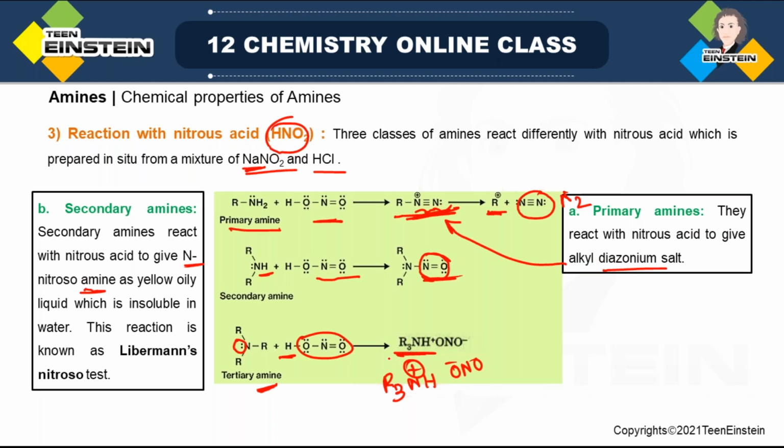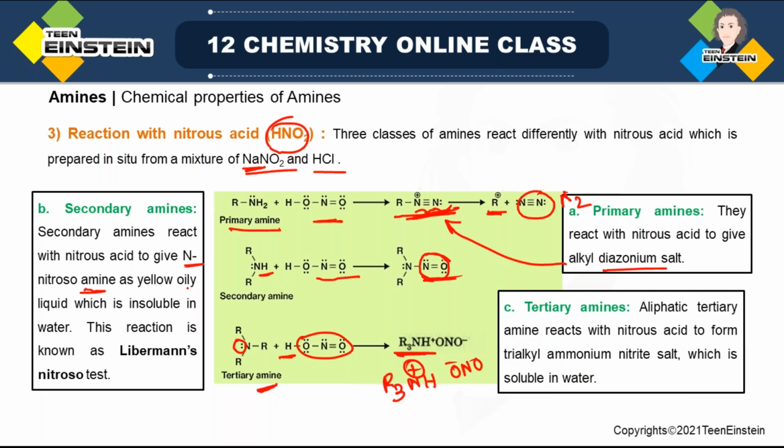This is a yellow oily liquid, not soluble in water. This reaction is also known as Liebermann's nitroso test. So by doing this test, because you are getting some specific observation, you can use this reaction to identify whether there is any secondary amine present or not. And this is Liebermann's nitroso test, because other amines will not give this type of observation. I mean the yellow oily liquid, that you will not get. And when it is tertiary amine, then aliphatic tertiary amine reacts with nitrous acid.